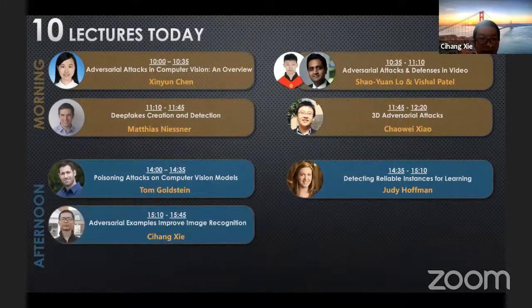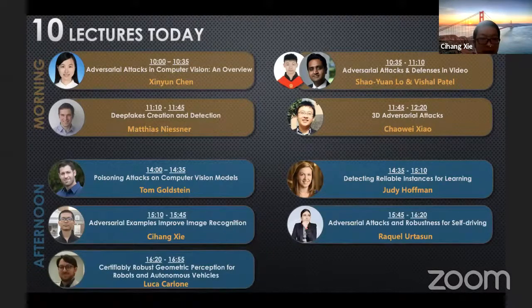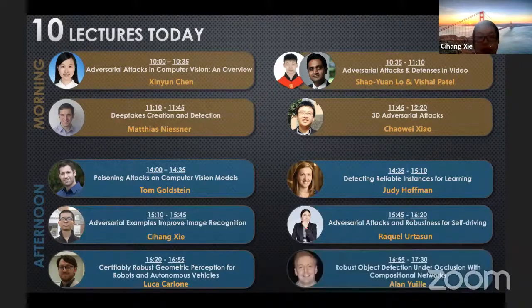Then the next lecture will be covered by myself. I will be talking about the benefit of using adversarial examples for training your image classifiers. And then Professor Raquel Urtasun will be talking about adversarial attacks and robustness for self-driving. Then Professor Luca Carlone will be talking about certifiably robust geometric perception for robots and autonomous vehicles. The last lecture will be covered by Professor Alan Yuille, and he will be talking about robust object detection under occlusion with compositional networks.